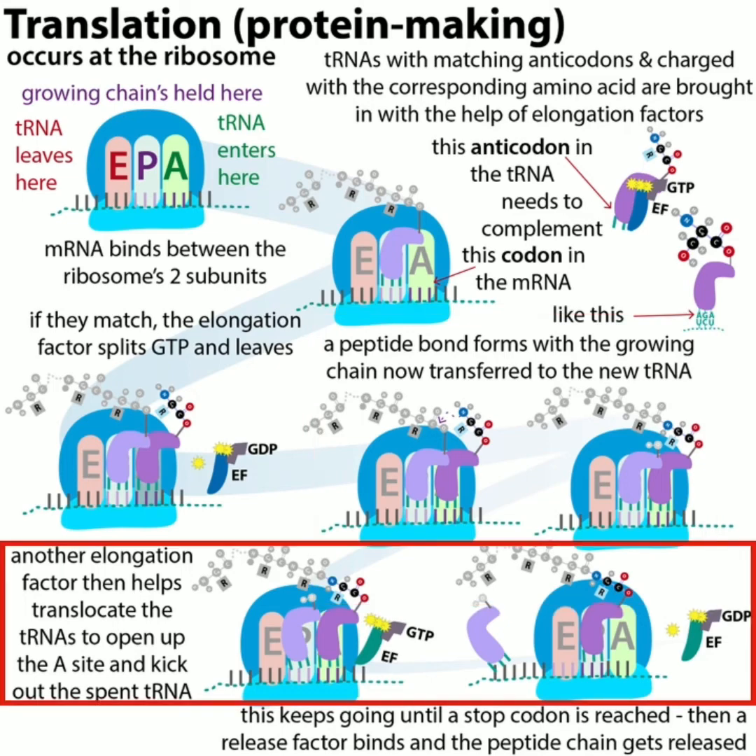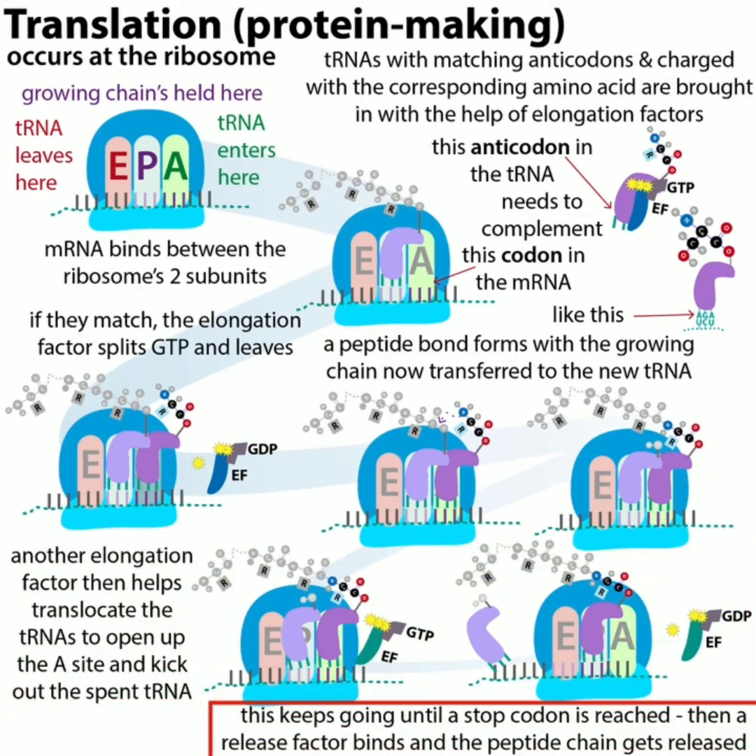Things move over with the help of other elongation factors, and this keeps going on and on until you reach a release factor. So one of the codons spells stop instead. A couple of the codons spell stop instead of an amino acid, and this causes a release factor to bind instead of a tRNA, and the peptide chain gets released. So that's the basic overview in the normal way of looking at things.